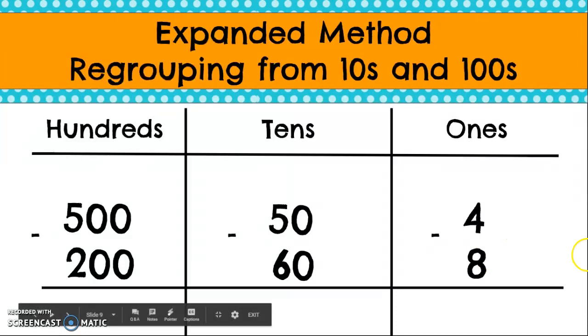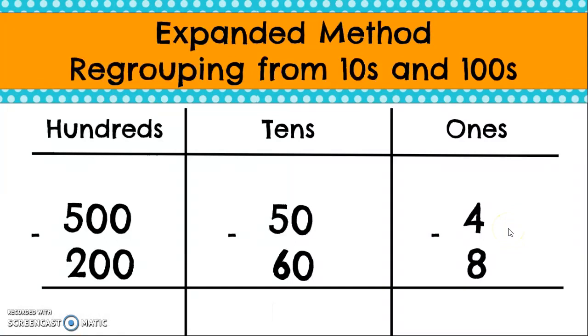Again, we start in our ones place, which is here. Your bottom number is bigger than your top number, so you would go next door and borrow a 10. And then you go through and subtract. So 14 minus 8.